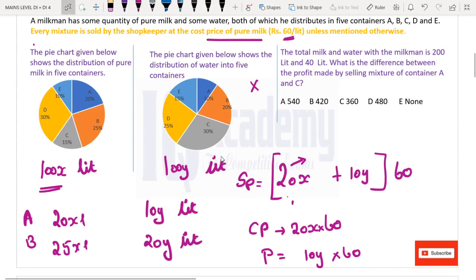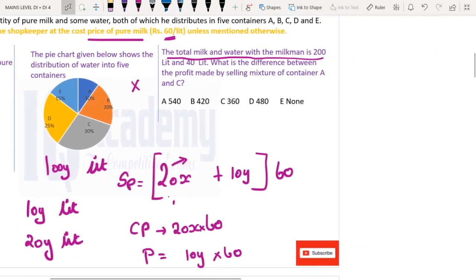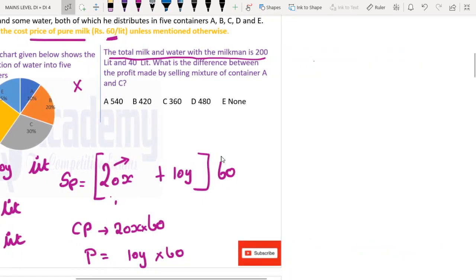Okay. We'll see the question. The total milk and water with the milkman is 200 liters of milk and 40 liters of water. How much quantity of milk is he having? 200 liters of milk. And how much water is he having? 40 liters of water of the total quantity.